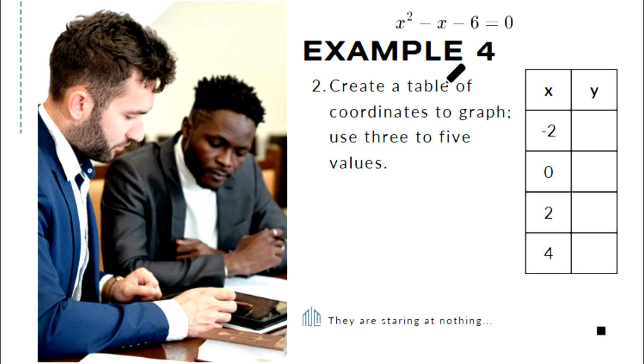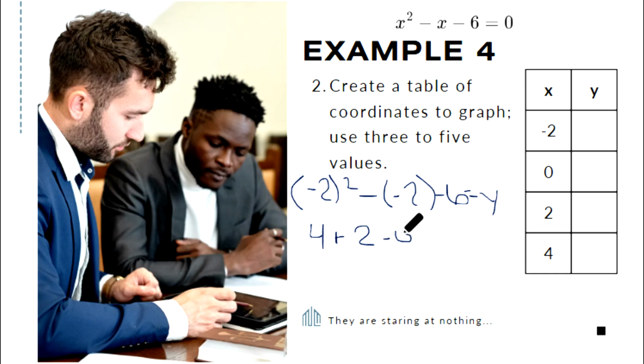Then you're going to create a table of coordinates to graph. Use 3 to 5 values. They did negative 2, 0, positive 2, and 4. So we have negative 2. We're using the formula at the top. Negative 2 squared minus negative 2 minus 6 is equal to our y value. Negative 2 times negative 2 is positive 4. This becomes a positive 2. Minus 6 equals y. 4 plus 2 is 6, minus 6 equals y. So this y coordinate will be a 0. Let's do the next one.